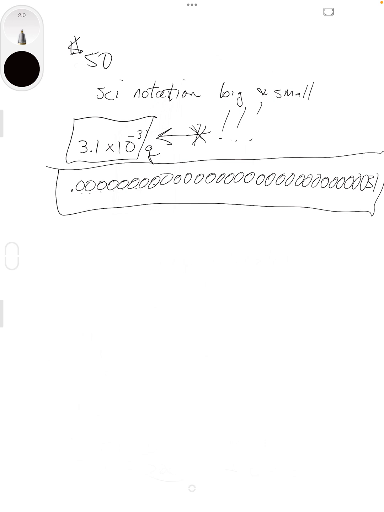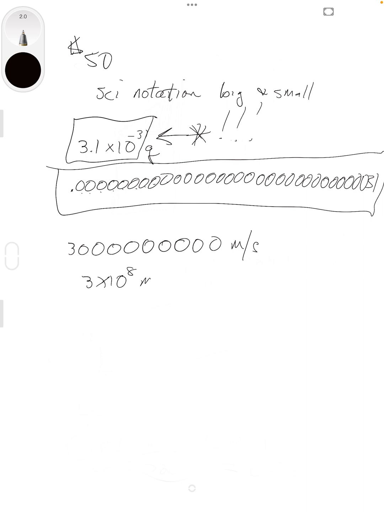Or taking a really big number, like for example, how fast does the speed of light go? Well, the speed of light goes 3... there we go, this many meters per second. Well, it's much easier to write 3 times 10 to the 8th meters per second.